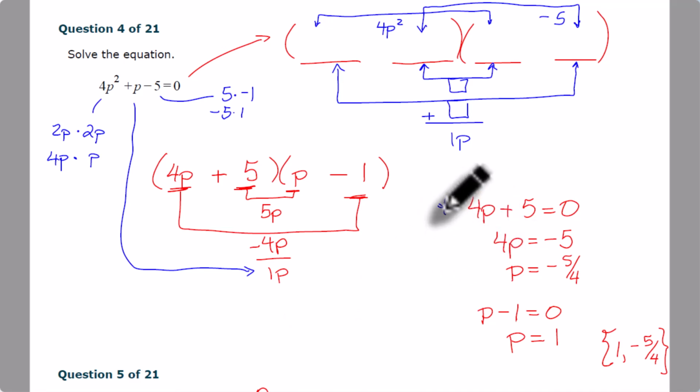So here's part 1, here's part 2. I grab each of my pieces, set it equal to 0, and then solve.